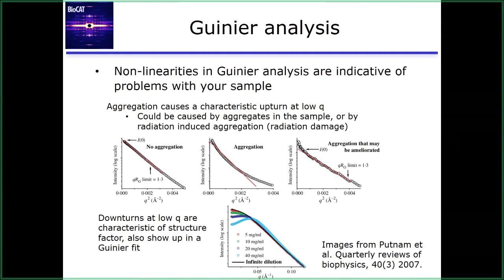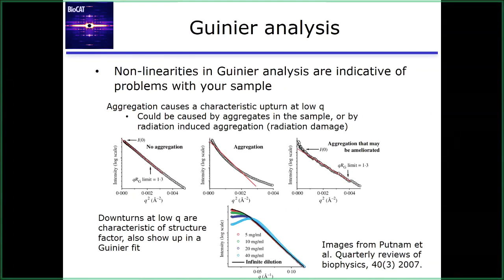And as you may remember from a few slides ago, almost every single problem that can show up in your data has some kind of manifestation at low Q. And so when you're doing the Guinier fit, you're extremely sensitive to issues in your data set. Non-linearities in the Guinier analysis are indicative of problems in your sample or problems with your data collection. So if you have aggregation, it causes a characteristic upturn at low Q.